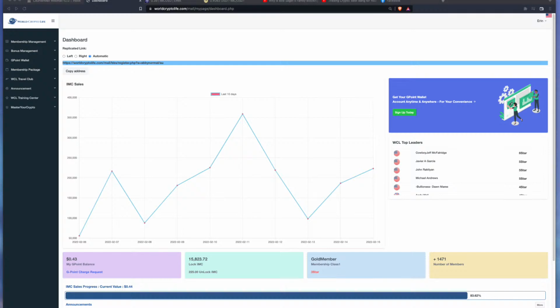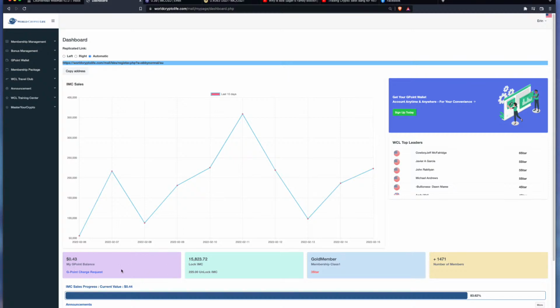And in the middle, that graph is showing you what amount of IMC is selling each day through World Crypto Life. That's what that graph is showing you, not the price, but how many IMC tokens are selling on those days from World Crypto Life. Down here, you've got a purple box that shows what your G-Point balance is. Remember, 1 G-Point equals $1.